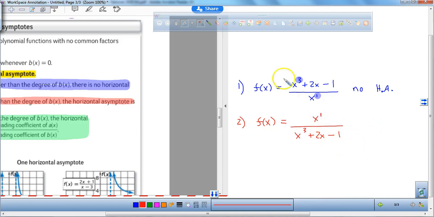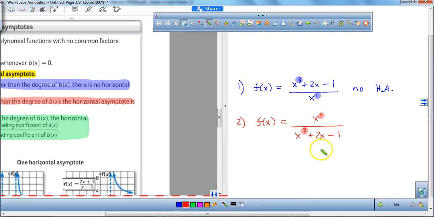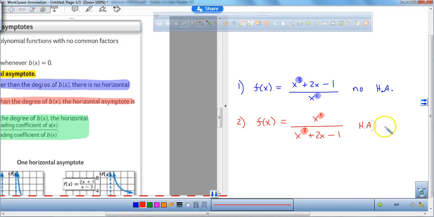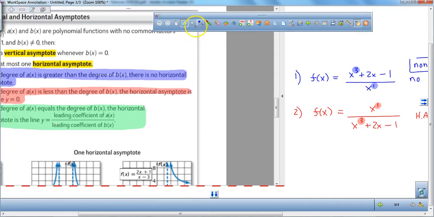So you can clearly see now that the degree of the numerator is smaller than the degree of the denominator. So we are going to actually have a horizontal asymptote. I'll put HA is at y equals 0. All right? So your horizontal asymptote will be at y equals 0, whereas this one, there's going to be none. Okay? So over here, I'll just put none. So no horizontal asymptote.